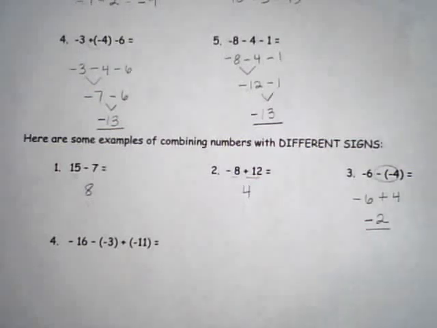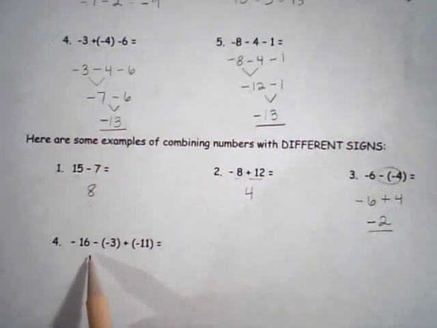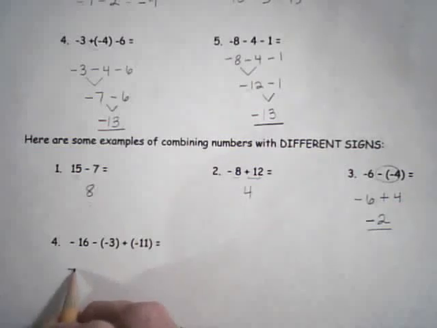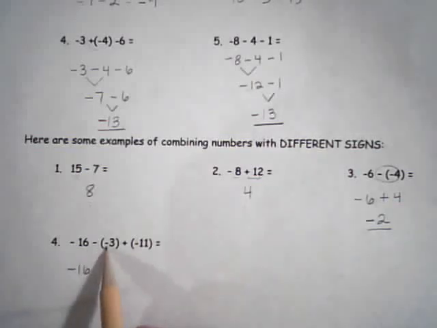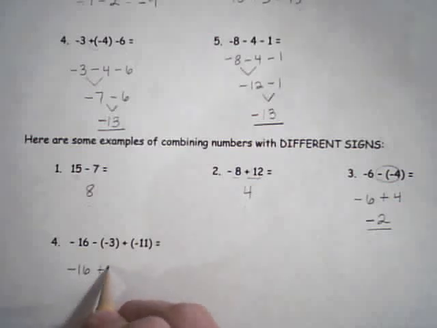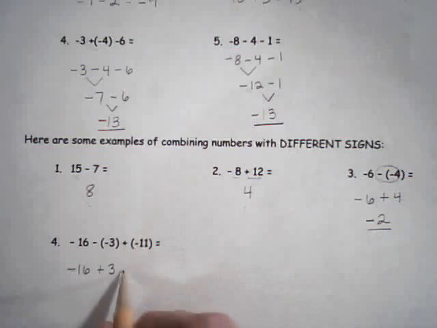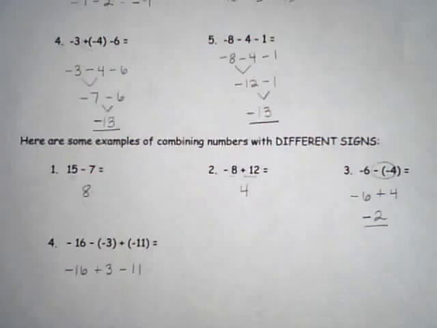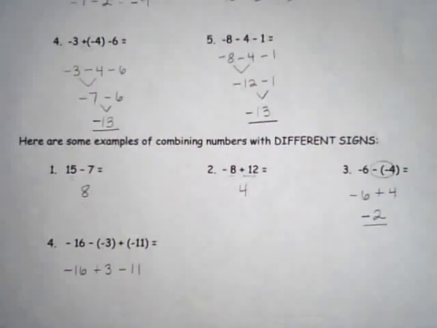Okay, number 4, first thing I'm going to do is go through and eliminate my double signs. So I have a negative 16, that's going to stay, minus a negative 3 is going to be changed to plus 3, and plus a negative 11 would just be negative 11. Okay, we don't need that extra plus sign in there. Now on this problem, I'm just going to go left to right.